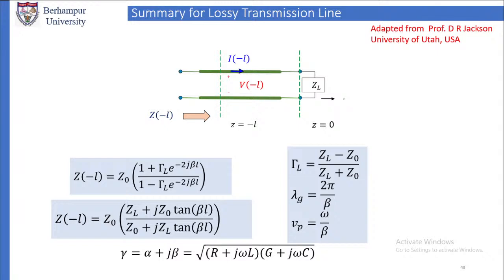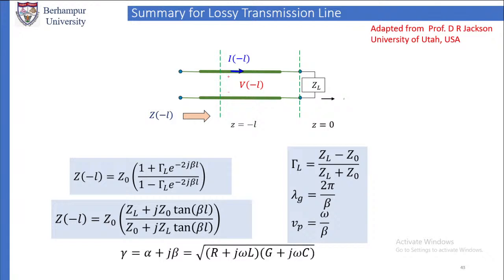Then gamma L, gamma meaning the reflection coefficient, is equal to ZL minus Z0 by ZL plus Z0. This is summarized. Lambda g is equal to 2 pi by beta. Vp is equal to omega by beta. So this is a summary of the formulas for the transmission line. Once we are equipped with this, we can proceed to the next point.